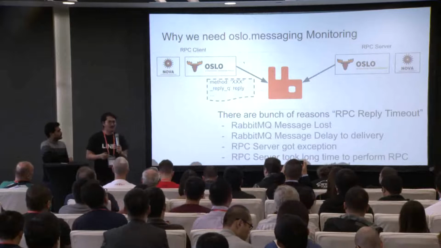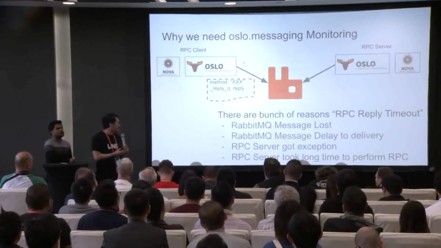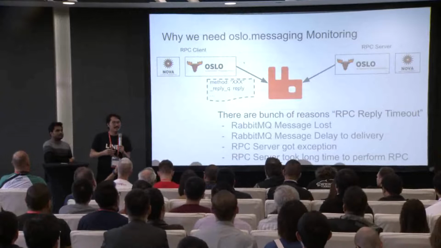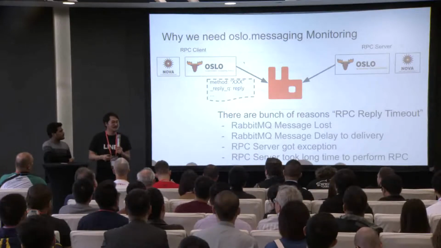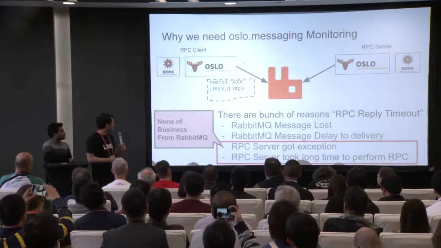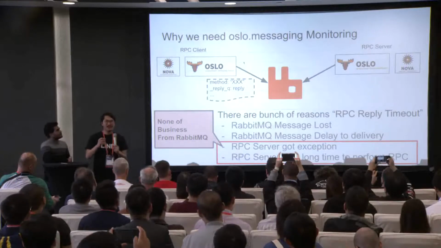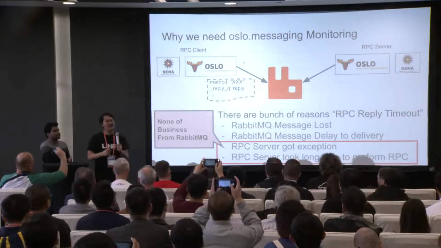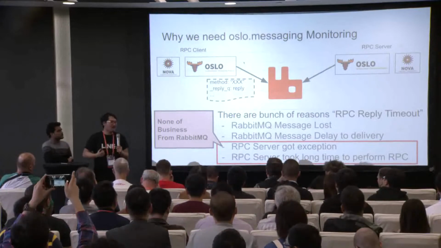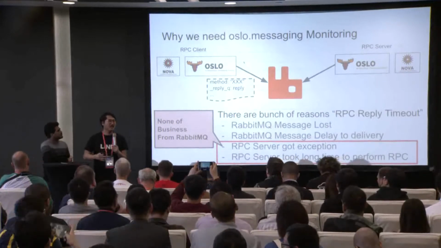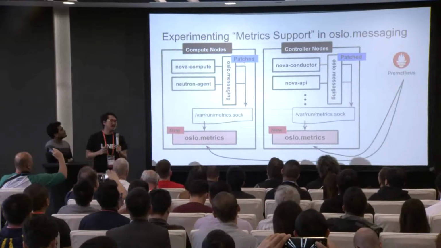Like, probably RabbitMQ lost the message. Probably RabbitMQ took a long time to deliver a message. But probably the RPC server itself got exceptions without replying. And also the RPC server itself took a really long time to perform the RPC. The last two reasons are completely none of the business of RabbitMQ. So even if we could make sure RabbitMQ works very well, this situation cannot be detected by the RabbitMQ monitoring. So we decided that we probably need to monitor the Oslo messaging library itself.